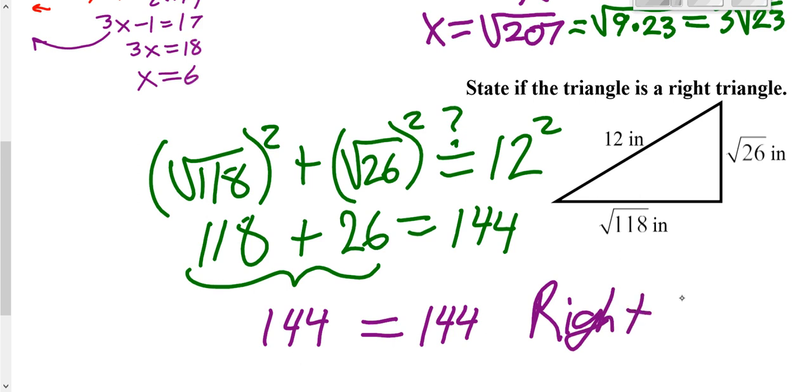Now, if what we had over here did not end up being a true statement, if you did not get the same number on each side, then it would not be a right triangle.